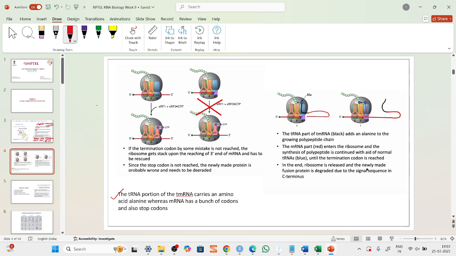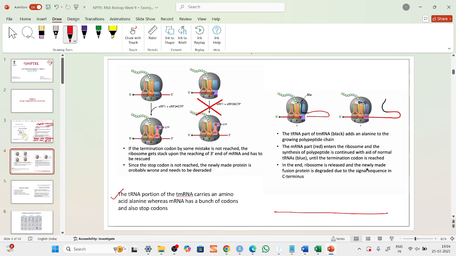Suppose this is your mRNA and your ribosome. There can be two reasons. First, there is no stop codon, and if there is no stop codon, that means there has been some fault or some problem in the mRNA.